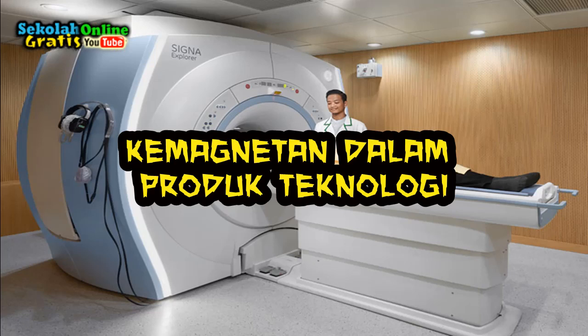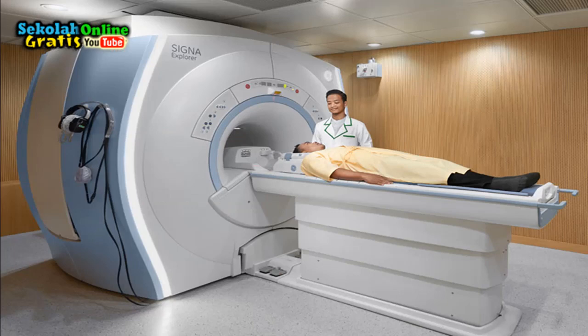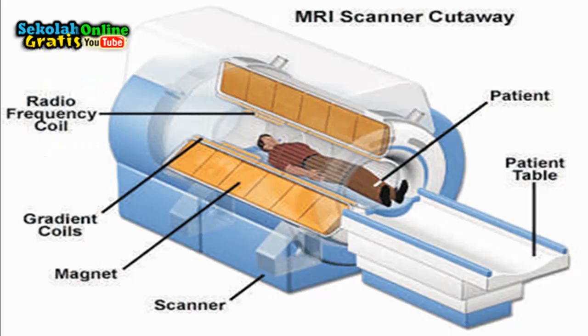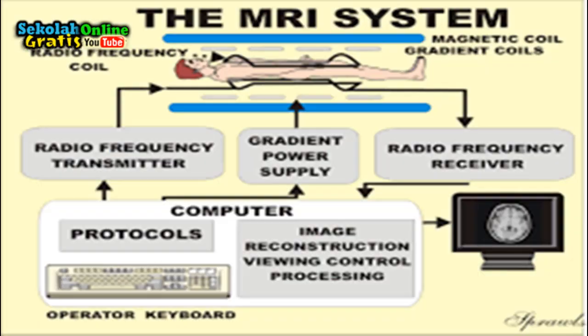Magnetism in technology products. Magnetism is widely used in technologies such as magnetic resonance imaging, MRI, maglev trains and nuclear power plants, NPP. MRI is a tool to detect disease, using the principle of magnetism to image the health condition of bones or internal organs of humans without going through surgery. The person who will be checked for health is put into a magnetic field which has a strength 5,000 times stronger than the Earth's magnetic field.